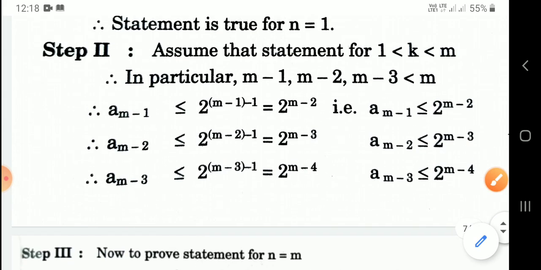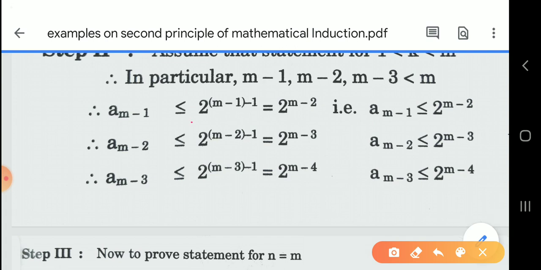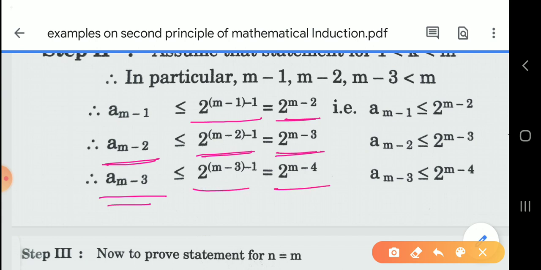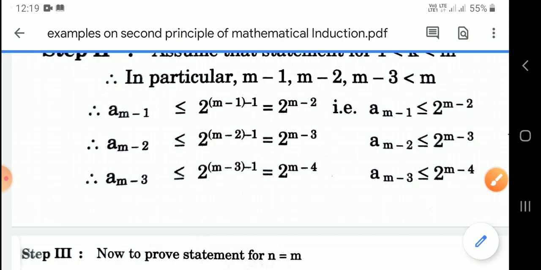am minus 1 is less than or equal to 2 raised to m minus 1 minus 1. That means 2 raised to m minus 2. am minus 2 is less than or equal to 2 raised to m minus 2 minus 1. That means 2 raised to m minus 3. am minus 3 is less than or equal to 2 raised to m minus 3 minus 1. That is 2 raised to m minus 4. Okay, so in particular these terms are bounded like this. This we proved in the second step.